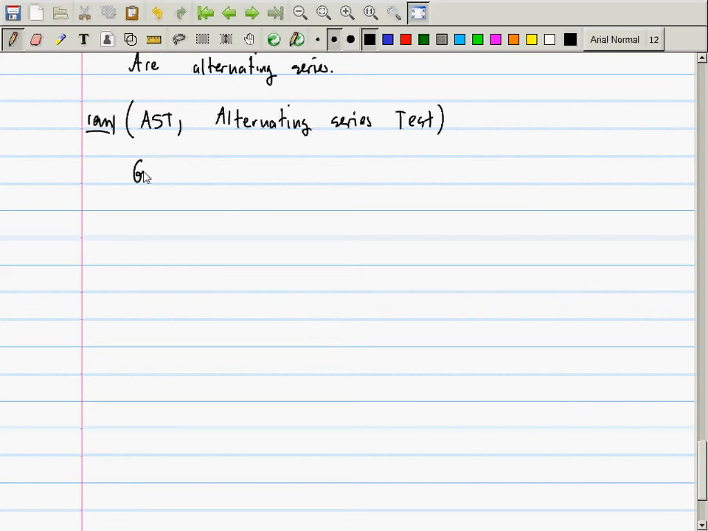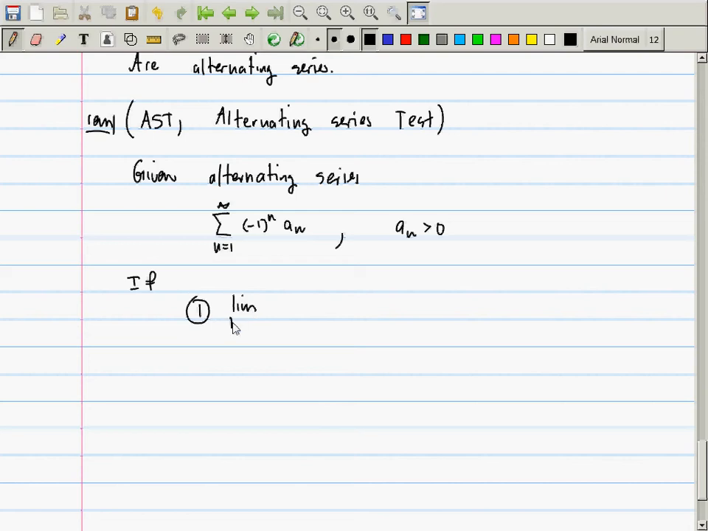Given an alternating series, the sum from n is 1 to infinity of negative 1 to the n a_n, or negative 1 to the n plus 1 a_n with positive a_n, if two conditions hold. First, the limit as n goes to infinity of a_n is, what do you suppose it has to be? What does the limit of the sequence have to be? This is information you already know. It has to be 0, right? So I'm setting up conditions for this to converge.